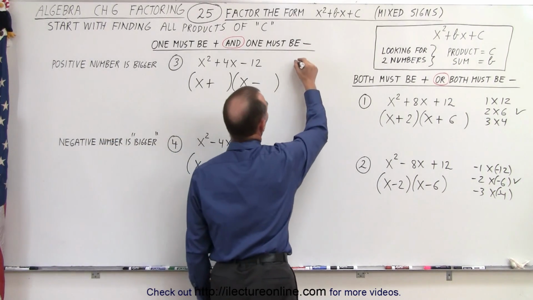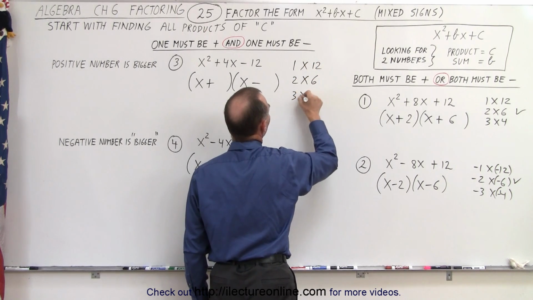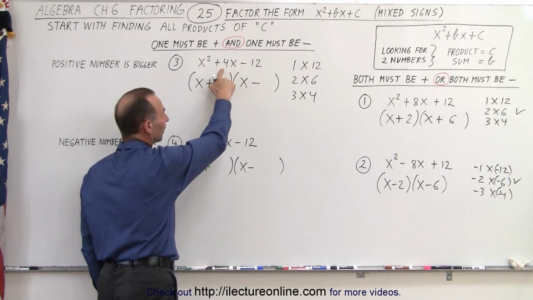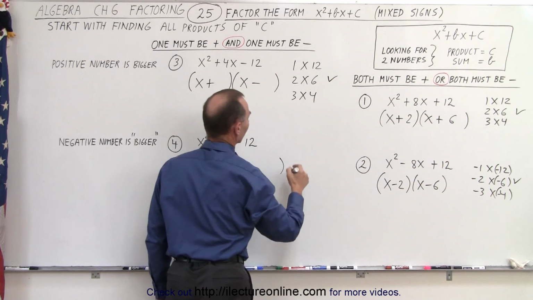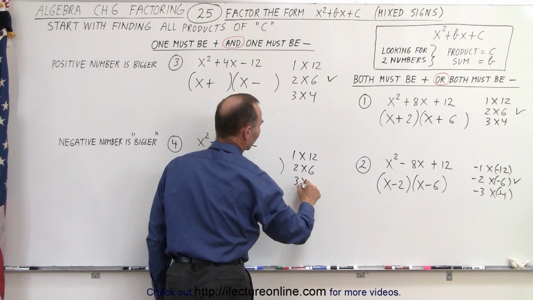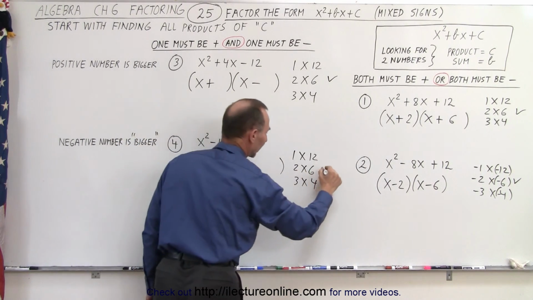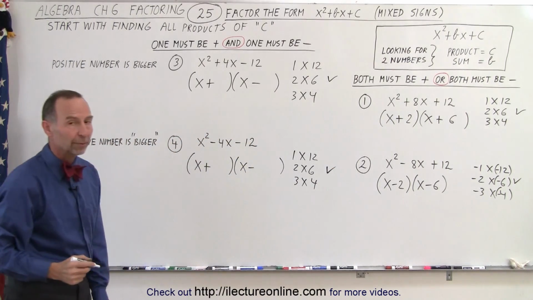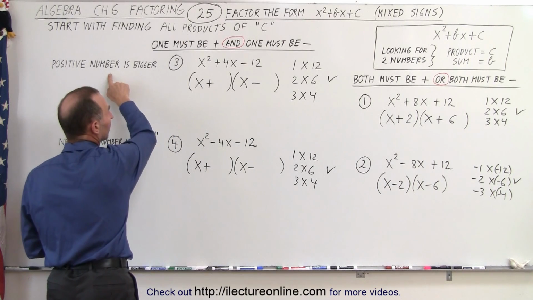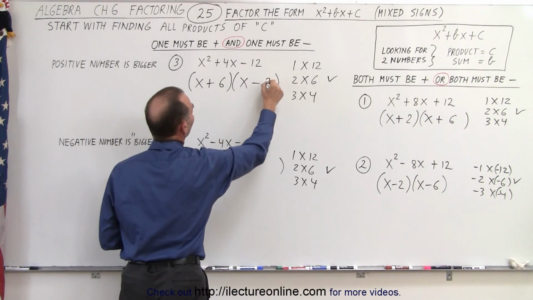Again, we can look at this and go 1 times 12, 2 times 6, and 3 times 4. I know that the difference between the 2 numbers must be 4, so that can only be 2 and 6. Notice that the numbers must differ by 4, so 2 and 6 are the only possibility. And we know that in this case, the positive number must be bigger, because when I add them together, I get a positive number. That means plus 6 and minus 2.